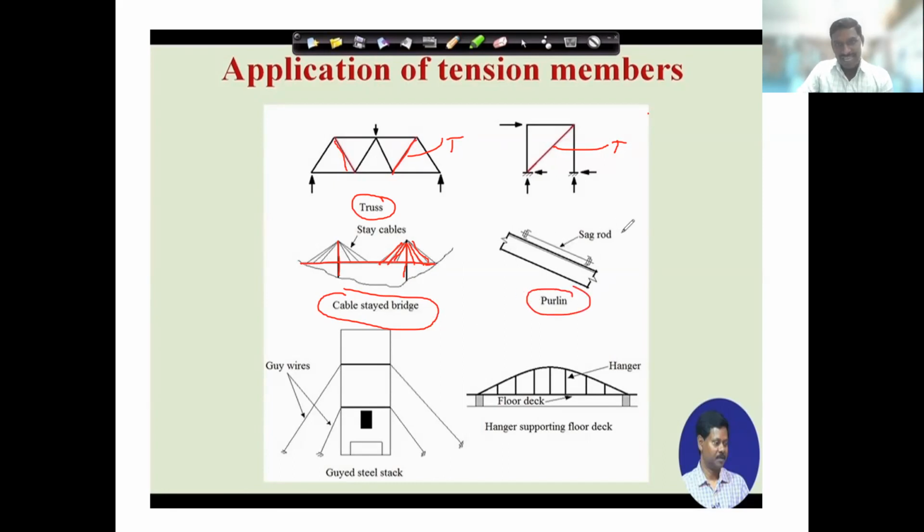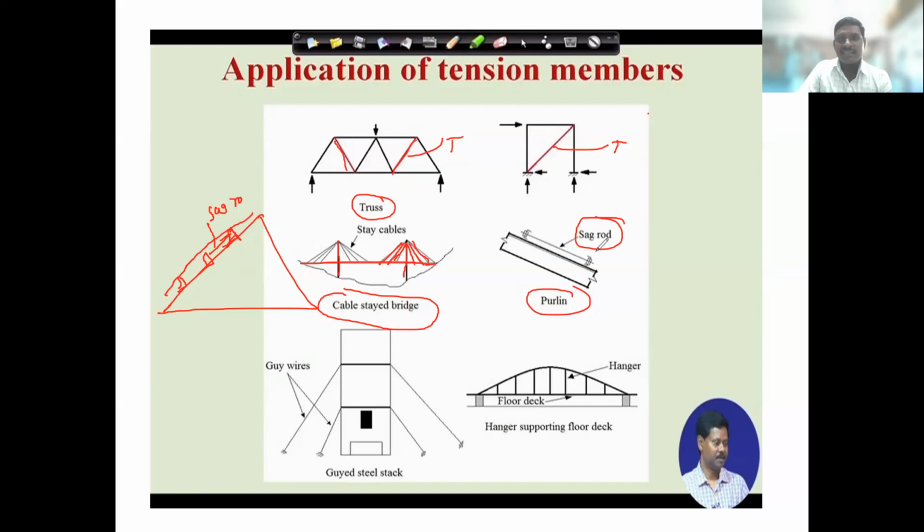In the purlin, the sag rods are there. Sag rods, it means we have seen this is your truss, and on this truss you can provide angles like this as purlins. So from purlin to purlin you are providing sag rods, and on top of this there is the sheet.